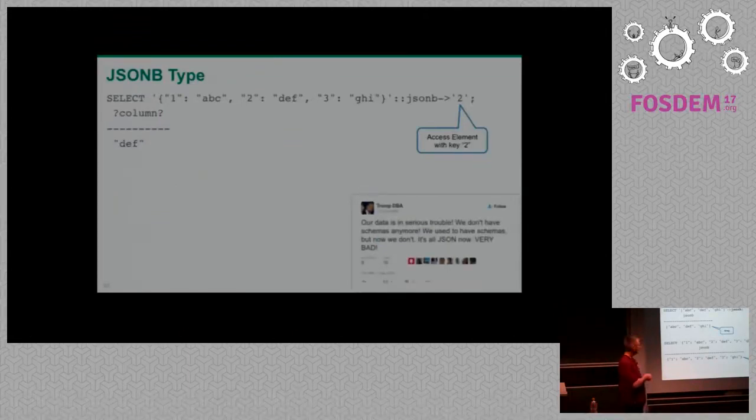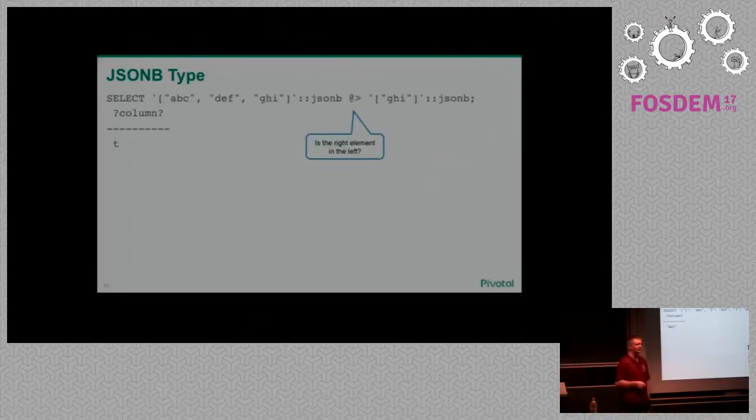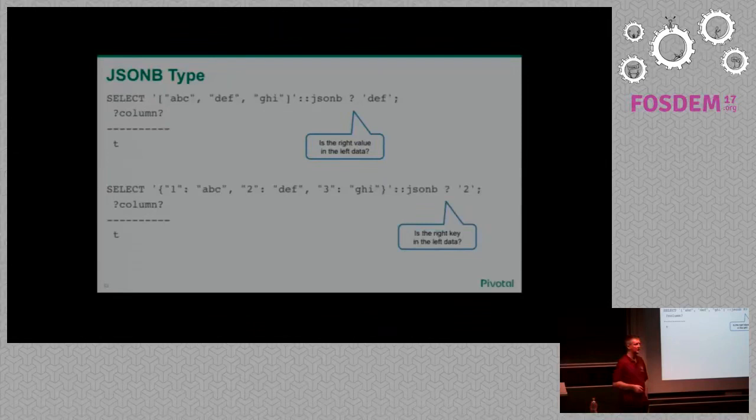Okay, that's easy, but I can also look into my structure. So I can select, let's say, my key 2, which belongs to the string number 2. So I only retrieve this element out of my JSON data type. Or I want to compare whatever I have in my database. Is this value in my JSON string I have in my database? Of course, I can use this operator and just look. This is here, yes. It returns true.